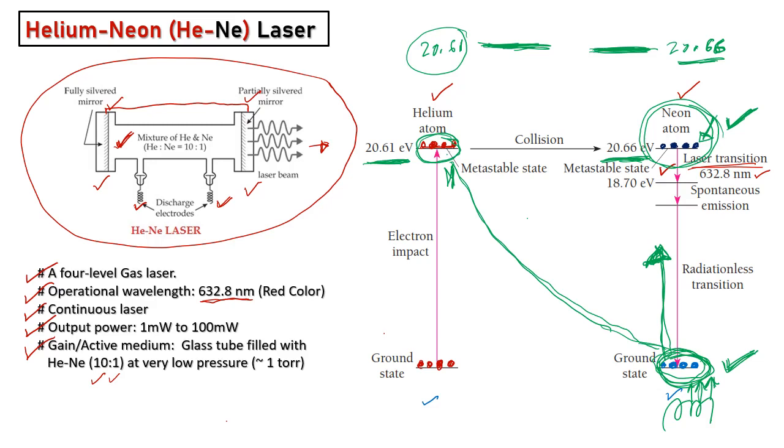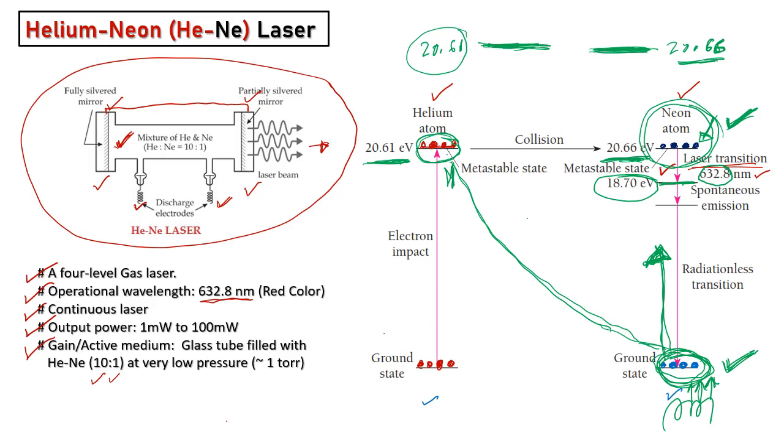So the laser transition in the neon atom is from the metastable state, which is 20.66 electron volt, to an excited state of 18.7 electron volt. This is the intermediate state of 18.7 electron volt, with the emission of a 632.8 nanometer photon.